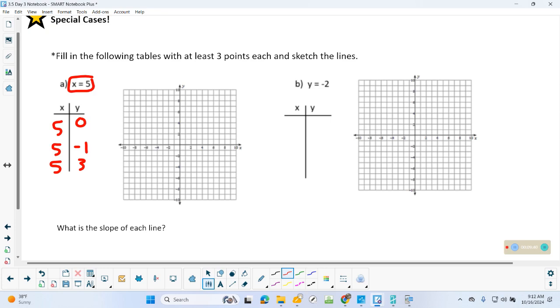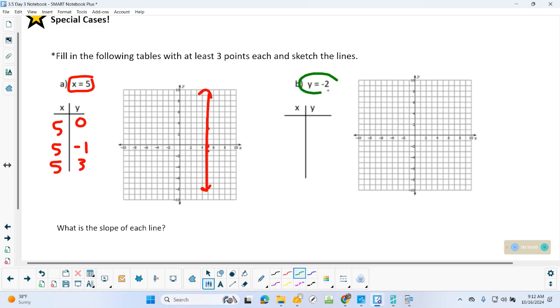All right, let's plot them. 5, 0, 5, -1, 5, 3. And I'm going to connect them. No shock here. Makes a nice vertical line. So if you need the table of values, now that is the one kind of, I guess, Debbie Downer part on your graphing calculators. You just have a y equals menu. It won't do that vertical line for you, but it would do this one if we needed it to.